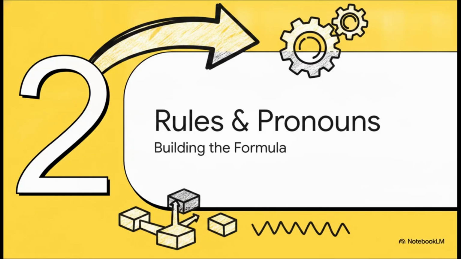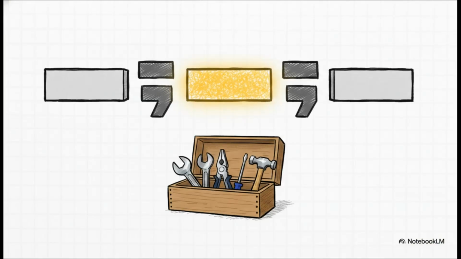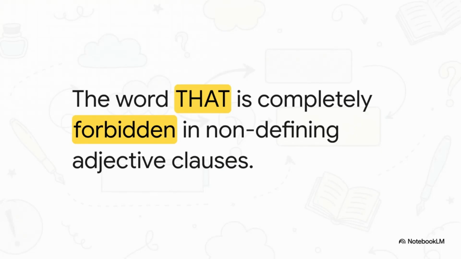Okay, moving right along to Section 2, the rules and relative pronouns. I want you to treat this exactly like a mathematical formula. You start with your noun, hit a comma, drop in your relative pronoun, add the rest of your clause, and boom, close it with another comma. Those commas, they're like absolute non-negotiable structural pillars that frame your pronoun. And your tools for this are pretty specific. You've got who for people, whom for people as objects, whose for possession, and which for things, places, or ideas. But hey, notice what's missing from that list?